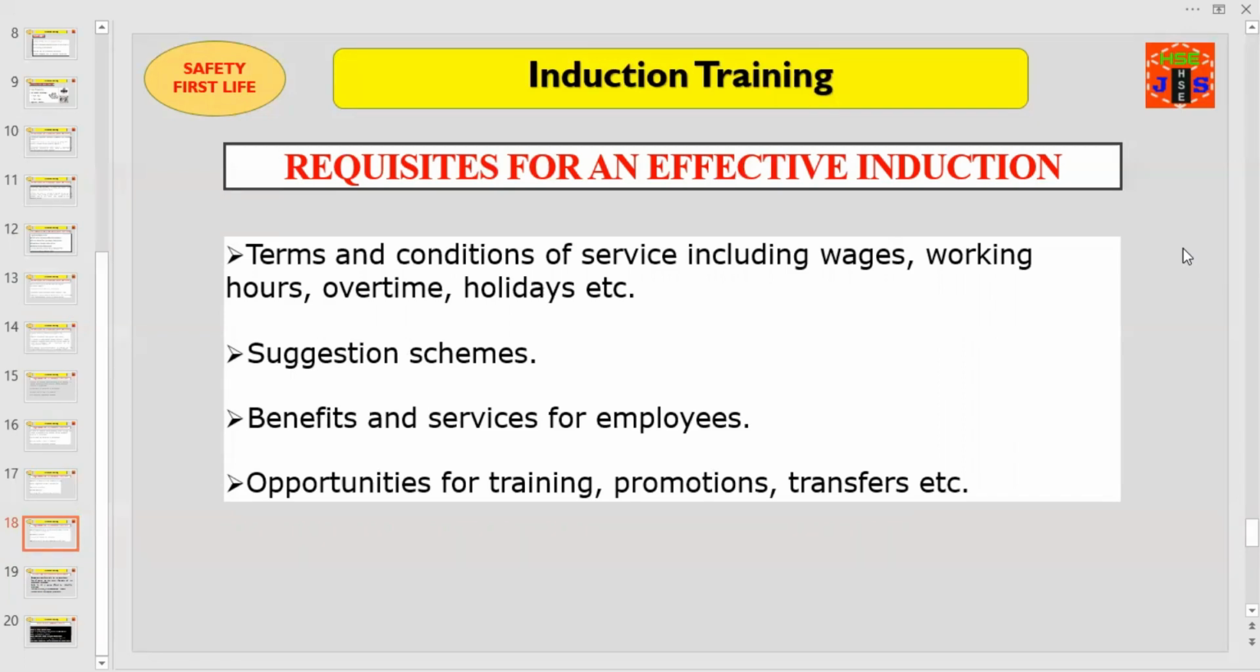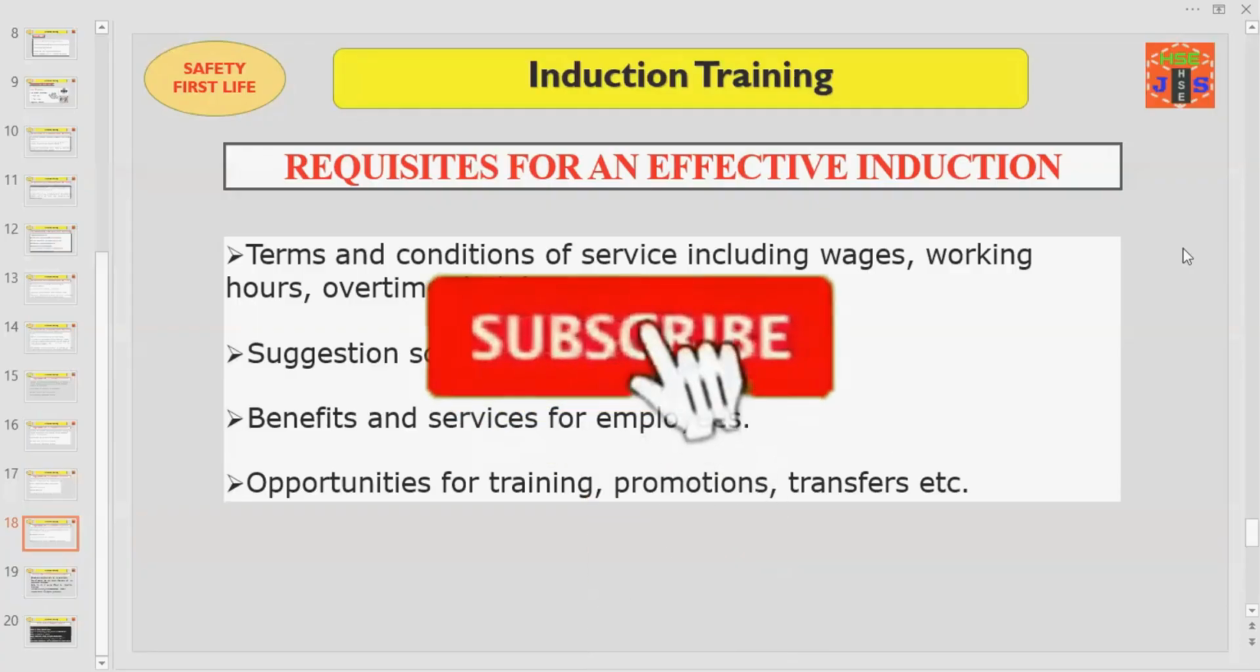Dear friends and colleagues, if you are assigned as an induction trainer, you must include all these points in your induction training program. In this way, you can make your induction training more effective and workable.